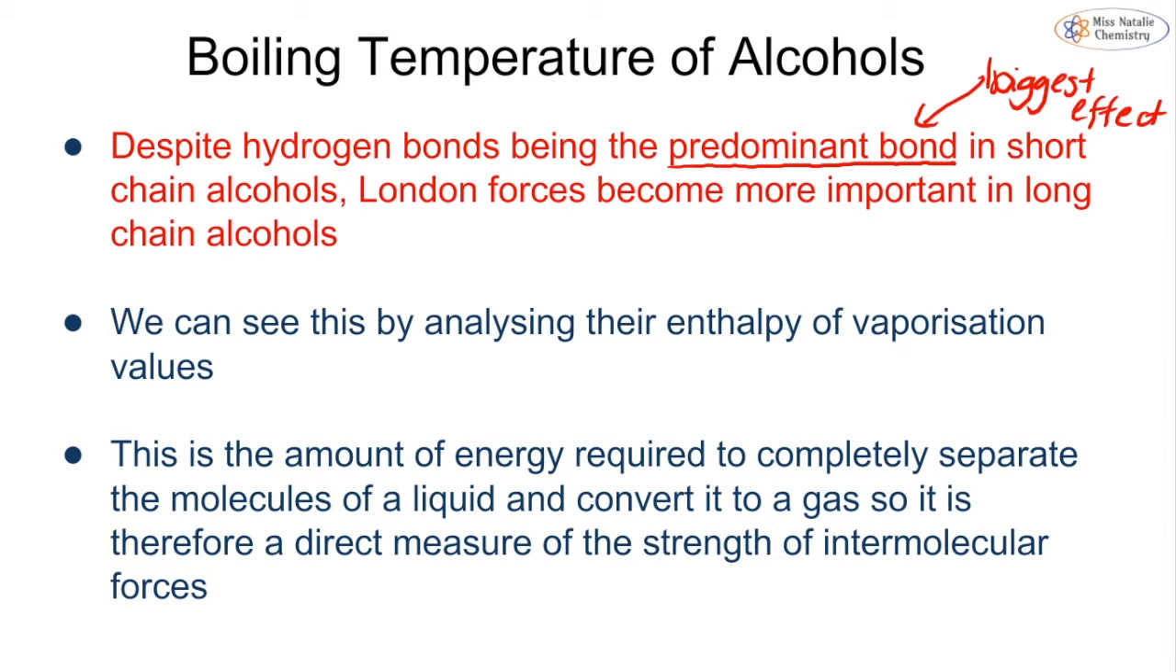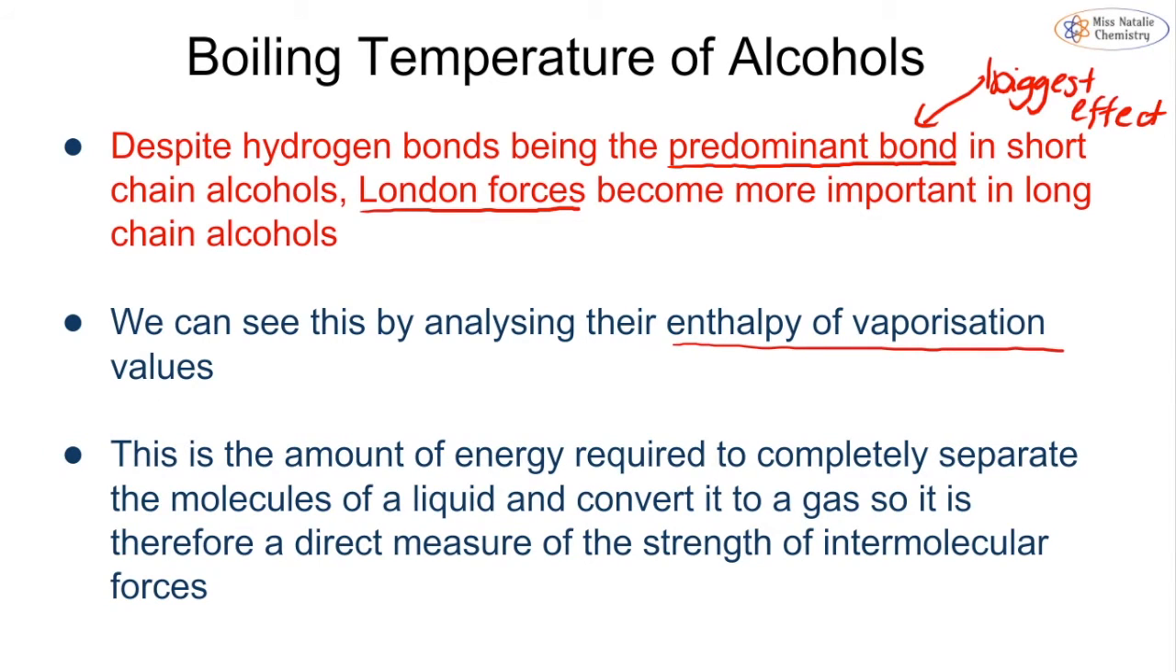That is for short chain alcohols, but as they become longer chain alcohols, your London forces actually become the more predominant. It is because the hydrogen bonds can only happen at the OH group. If you increase the chain length, you're going to get large amounts of carbons and hydrogens, which have London forces, and the larger amount of London forces you have from them is eventually going to become stronger than the hydrogen bond. We can analyse this by looking at their enthalpy of vaporization.